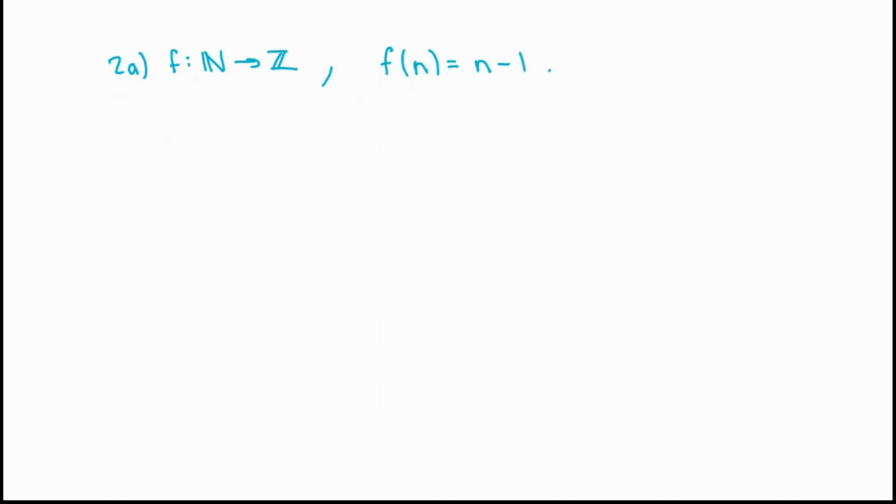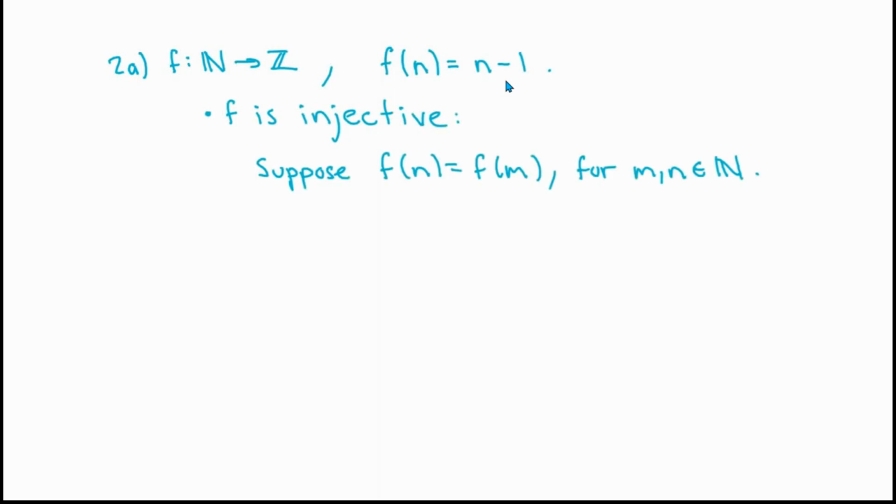Next, let's consider the function from N to Z defined by f of n is equal to n minus 1. In this example, f is injective, and that's pretty easy to see from the argument here. If f of n is equal to f of m for two natural numbers m and n, then by the definition of f, n minus 1 has to equal m minus 1, which means that n has to equal m.